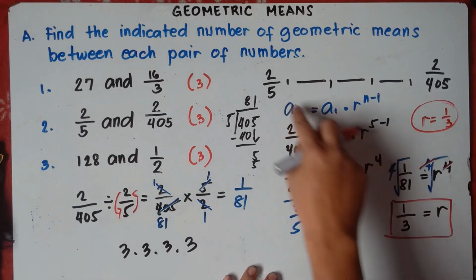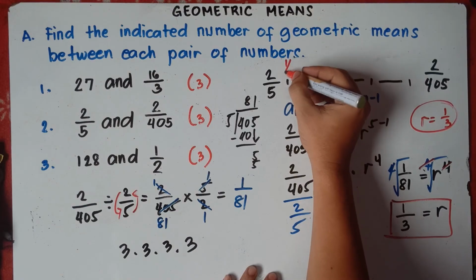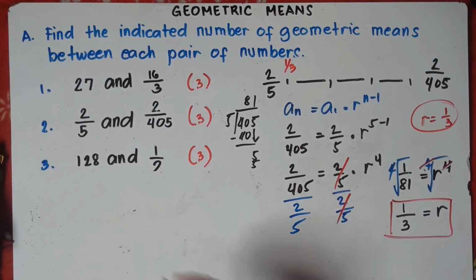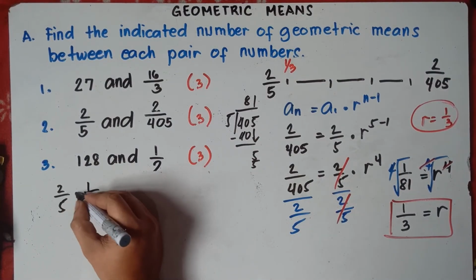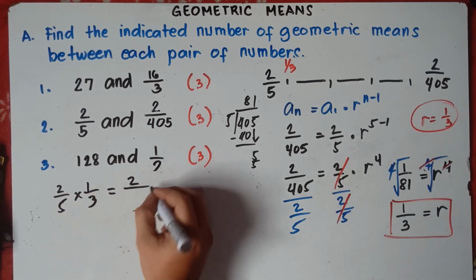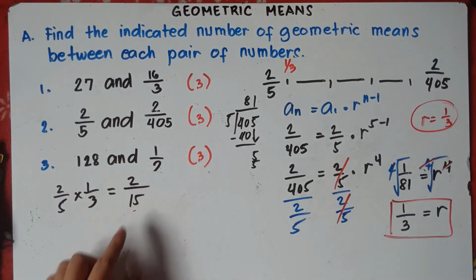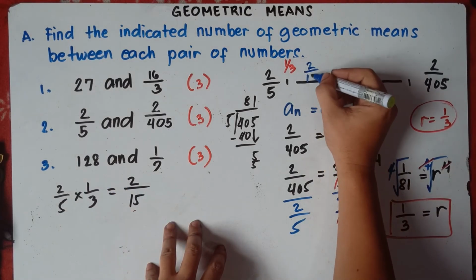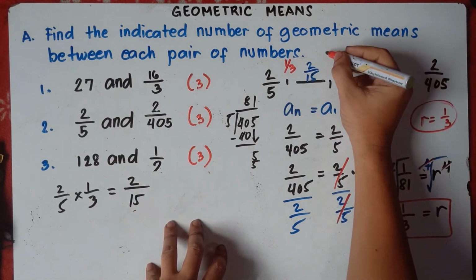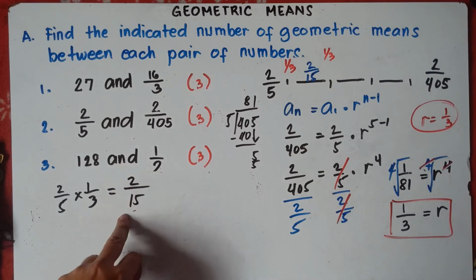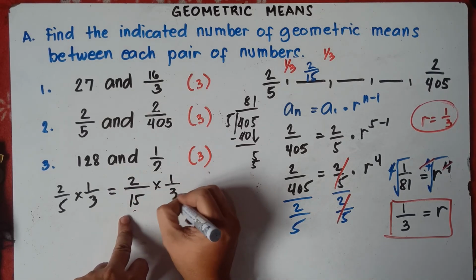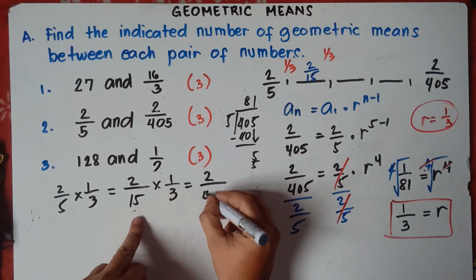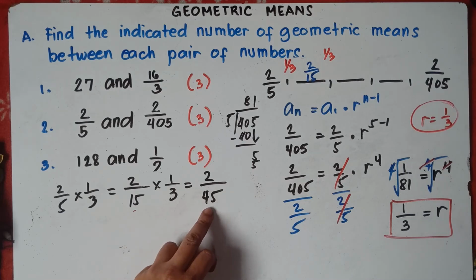So let's multiply 2 over 5 times 1/3 times 1/3 so that we can get this one. Alright, so this is 2 over 5 times 1/3. So this will be 2 times 1 is 2. 5 times 3 is 15. 2 over 15. Check if we can reduce. Nope, we cannot reduce 2 over 15. So this will be 2 over 15. Times the common ratio again, 1/3. 2 over 15 times 1/3. So this will be 2 times 1 is 2. 15 times 3 is 45. So this will be 2 over 45.